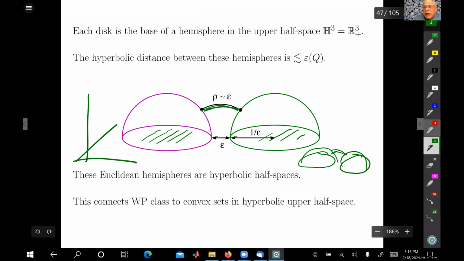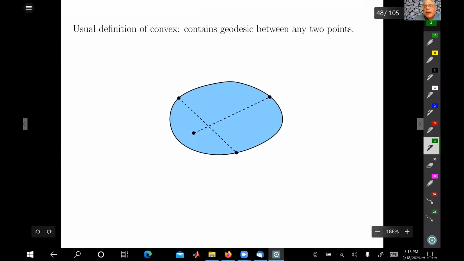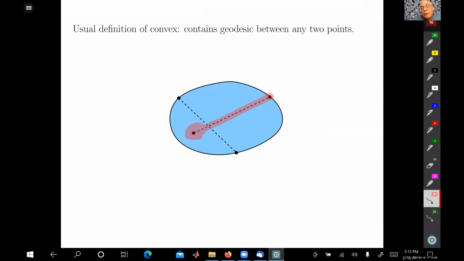Let me just remind everybody about what convex set means. So convex set means that I have 2 points. Use a darker color. If I have 2 points, the geodesic containing them is also in the set. So 2 points in the set, the geodesic is also in it. This is not the most convenient definition of convex.